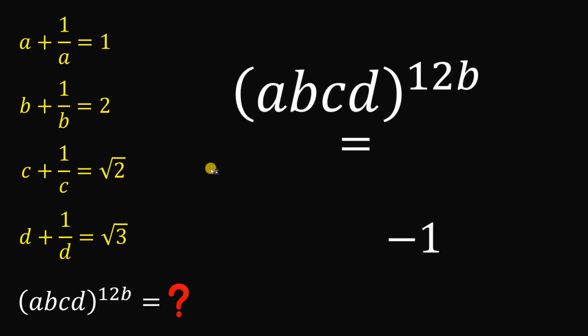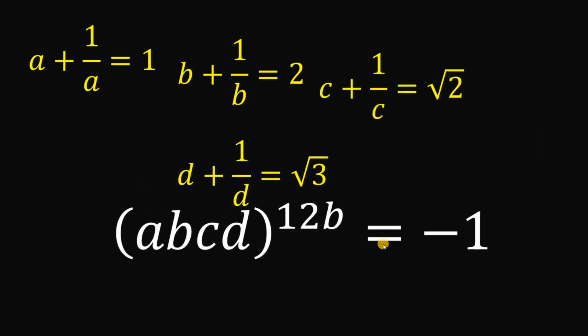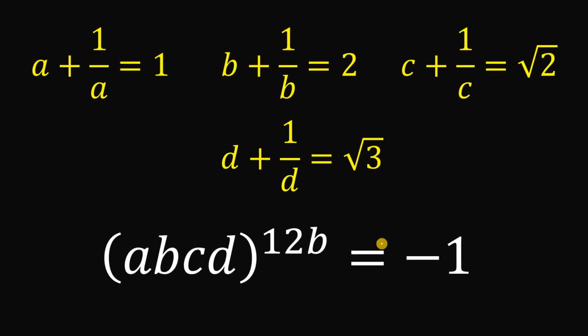Therefore, given these four equations, a plus 1 over a equals 1, b plus 1 over b equals 2, c plus 1 over c equals square root of 2, d plus 1 over d equals square root of 3, then the numerical value of the product of a, b, c, and d raised to the power of 12b is simply equal to negative 1. And as always, we are done.